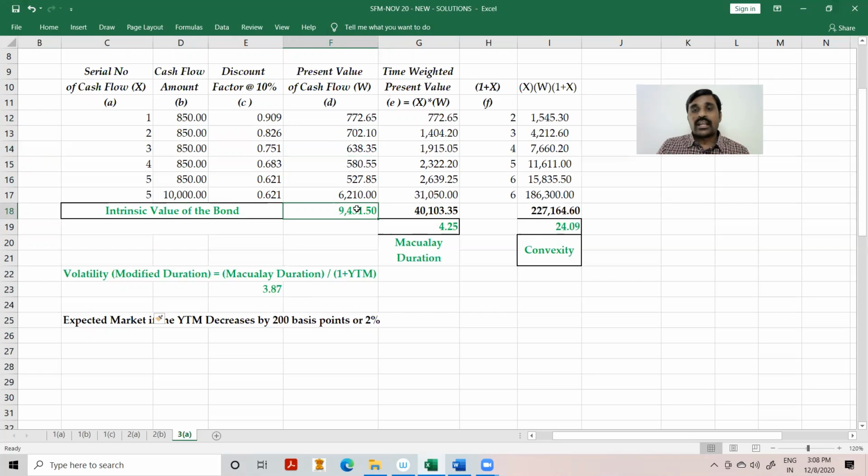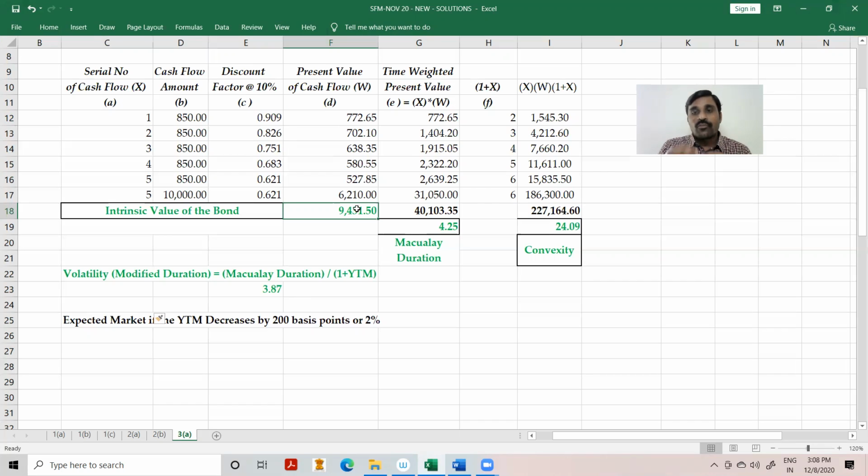Here the point is that when the yield decreases, it is not on our bond. General market rates are decreasing. Since the general market rates are decreasing, our bond appears to be more attractive. There will be more demand for my bond.